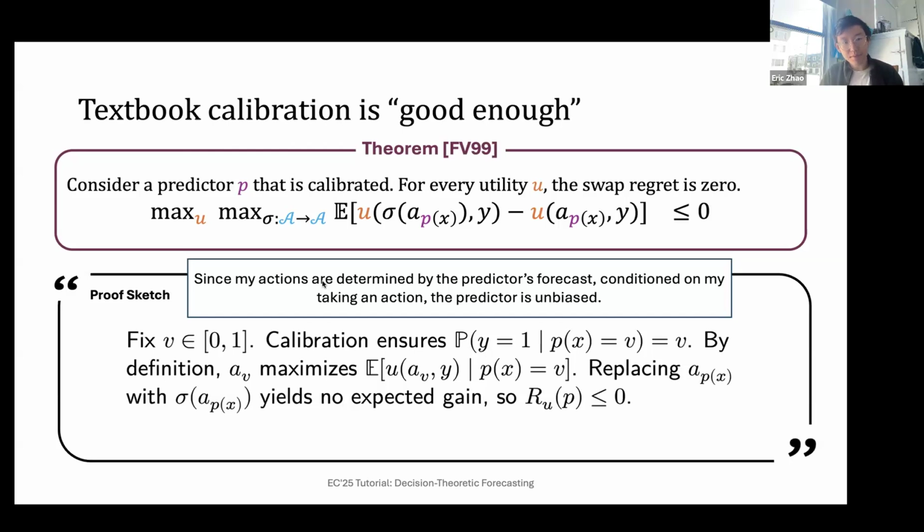So I'll give a few seconds to stare at this a little more. One thing I will briefly mention is that this notion of sufficiency also goes the other direction, in the sense that if I have a predictor where for every utility the swap regret is zero, that also implies that the predictor is calibrated. So, it's a very tight relationship between calibration and decision making.